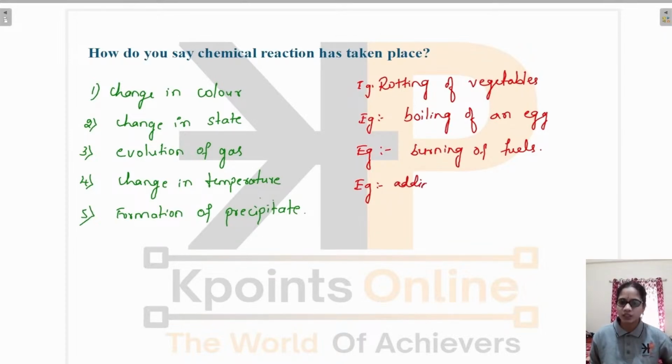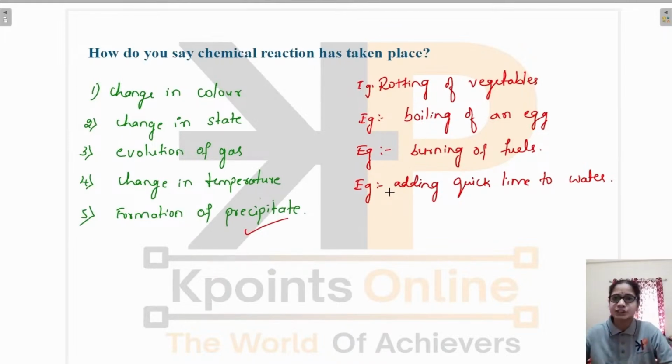Okay, adding quicklime to water, and then there is a formation of precipitate. Precipitate means it is an insoluble solid that is formed during a reaction. When there is a solution mixture, after reaction what happens? There is a formation of an insoluble compound there, that is called a precipitate. We will come across precipitation reactions in the later part. Precipitate means it is an insoluble solid.